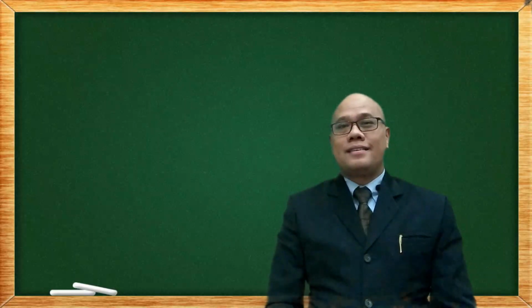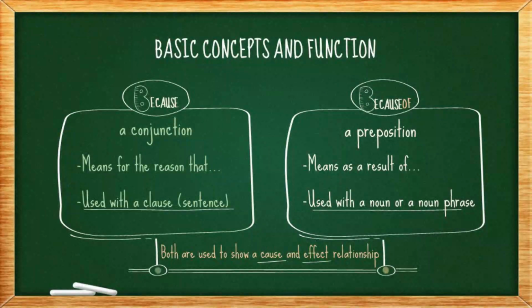Concept number 1. Because is a conjunction, which means for the reason that, while because of is a preposition, which means as a result of. You guys can check on page 206 for this.